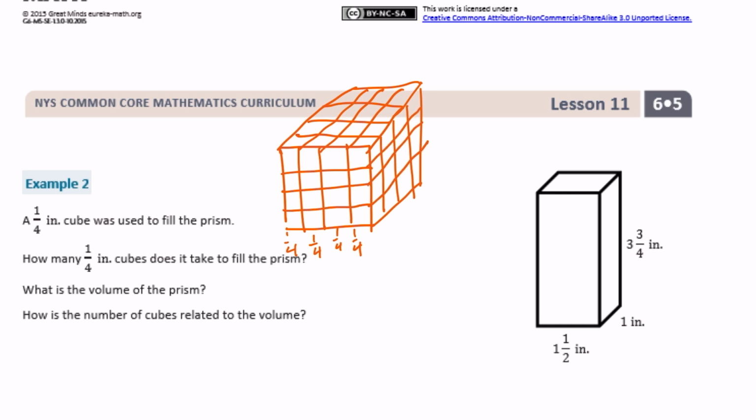So 1 cubic unit would hold this many cubes, which, if we counted them all, like in this front row, that's 4 by 4, so there's 16. And then the next row behind it would have 16 and 16, so that would be 64 cubes in 1 cubic unit. So how many 1/4 cubes does it take to fill the prism?